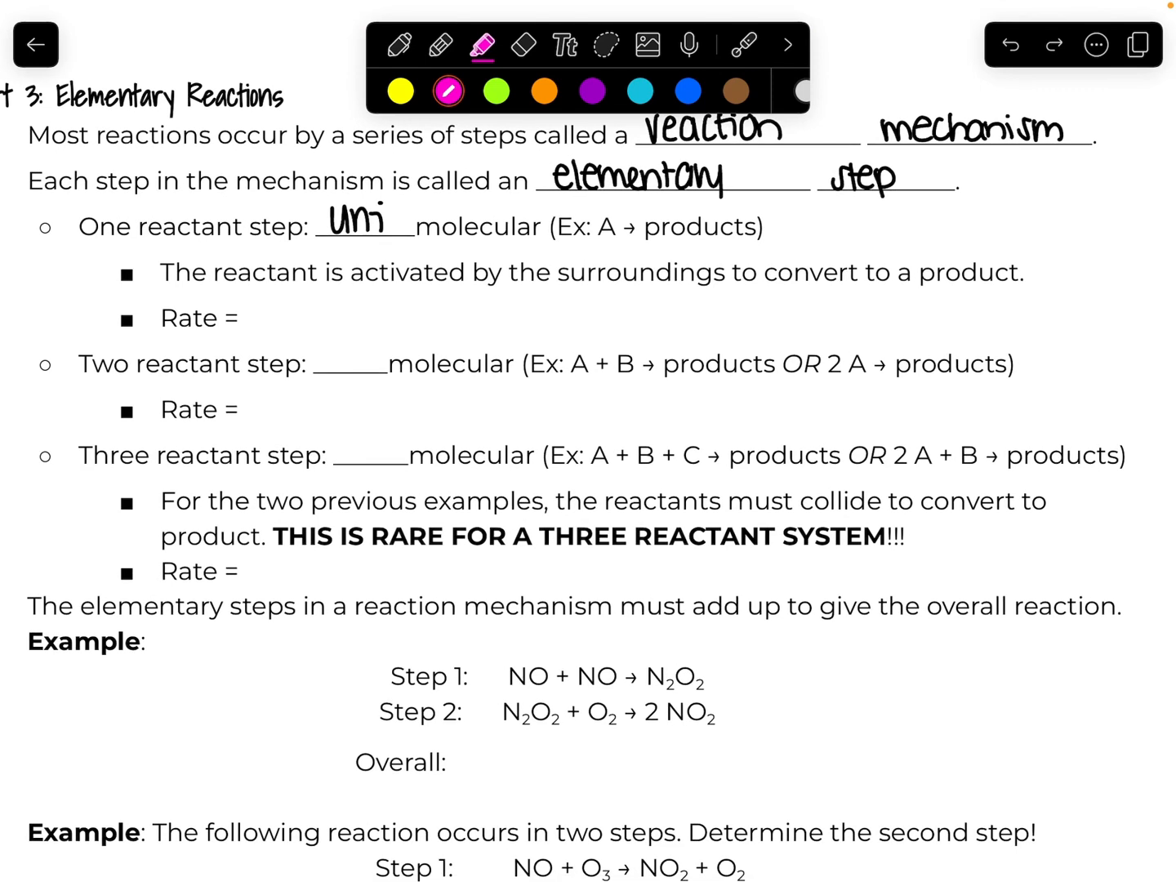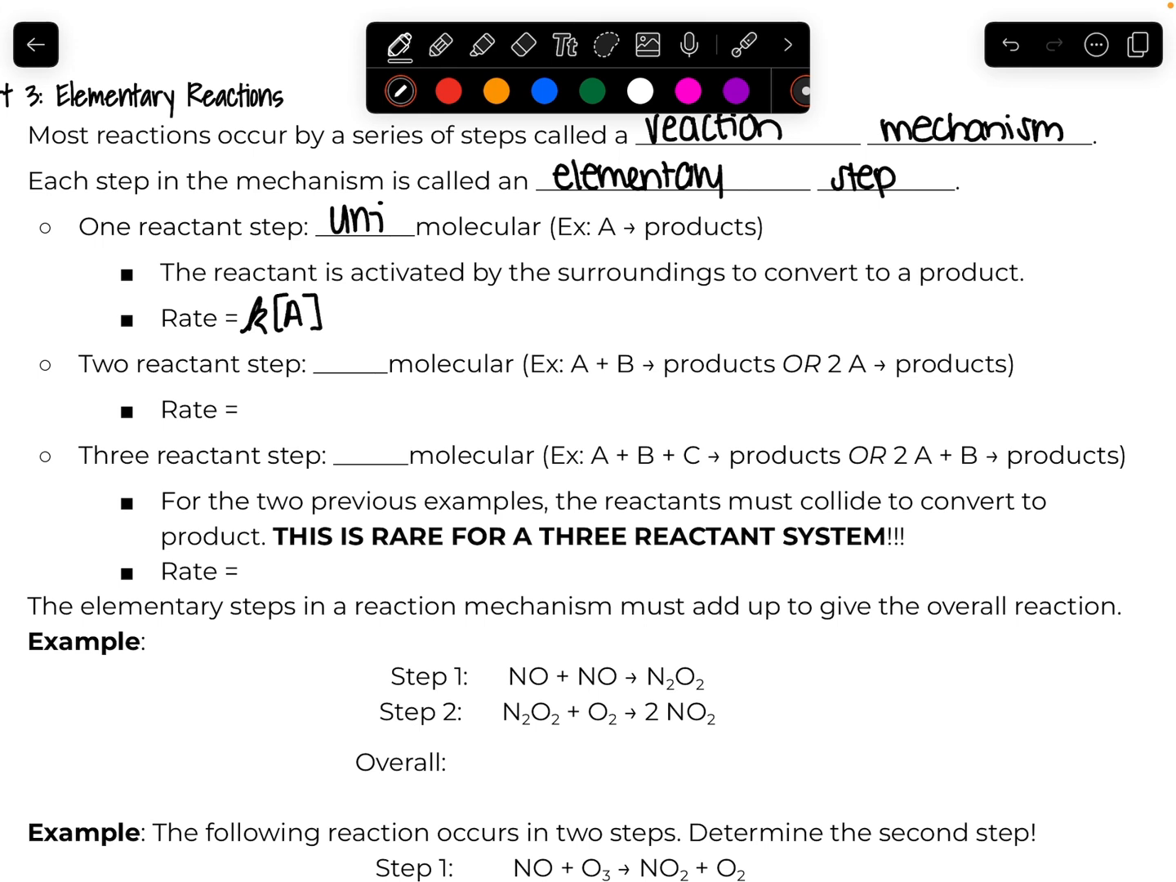In these cases, your reactant has to be activated by the surroundings to then convert to a product. Since your rate is only dependent upon the one reactant, your rate law for a step like this would be your rate constant k times the concentration of your reactant. I'm just going to call it A because that's what I used in my general example above.